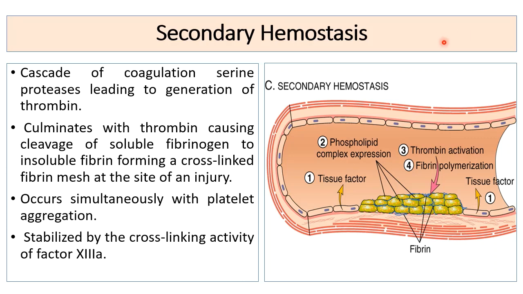That was primary hemostasis. Now secondary hemostasis starts off with a cascade of coagulation serine proteases leading to generation of thrombin. It culminates with thrombin causing cleavage of the soluble fibrinogen to insoluble fibrin, forming a cross-linked fibrin mesh at the site of injury. It occurs simultaneously with platelet aggregation, and it is stabilized by the cross-linking activity of factor 13.